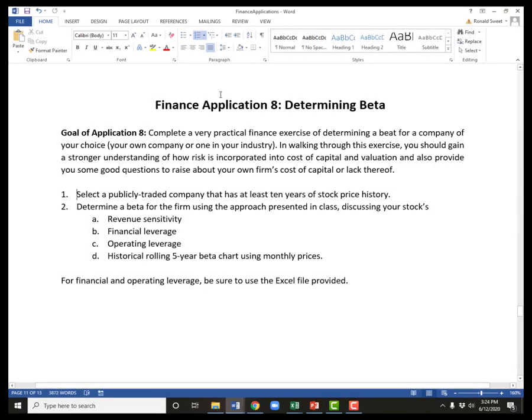Let's turn now to Finance Application 8. We just did number 7 where we calculated the firm's cost of capital. In that exercise, you came up with the beta for your firm in a very general way, using some of what we're going to talk about here. In this exercise, beta is so critical for distinguishing the cost of capital between one firm versus another.